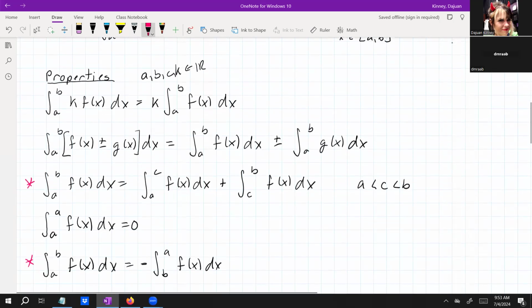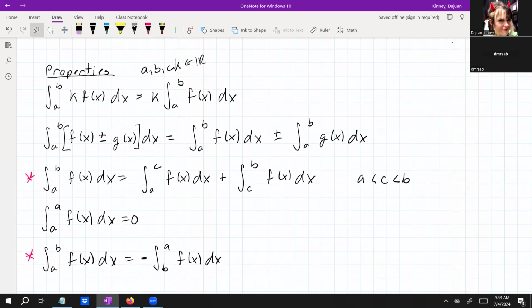Some properties. Can I fit them all on one screen? I can. So A, B, C, and K are all real numbers. The first 2 properties should be familiar. They're almost identical to what we had when we talked about the beginning of integrals, we just plug in the limits of integration. The third and the fifth one are interesting.